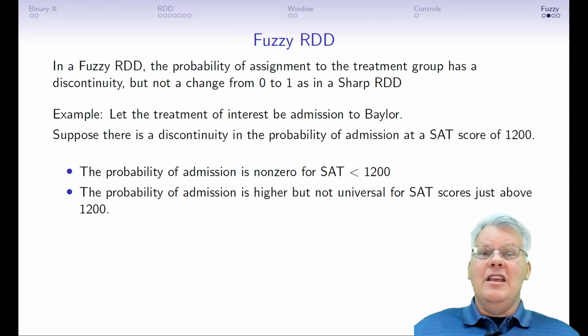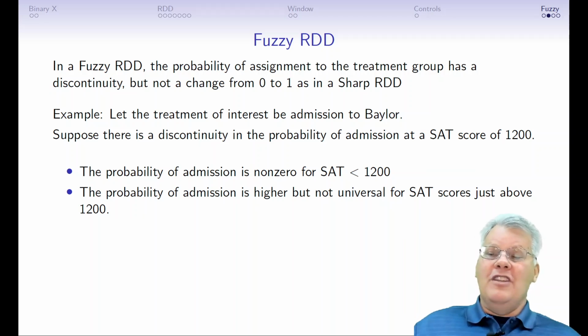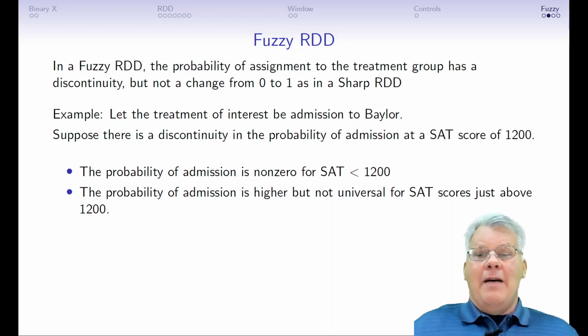A fuzzy RDD, in contrast, there is a discontinuity, but it's not a discontinuity in treatment from 0 to 1. So in other words, we have some subjects being treated before the discontinuity, and after the discontinuity, not everyone is treated. So as an example, what if the treatment of interest that we were thinking about was admission to Baylor?